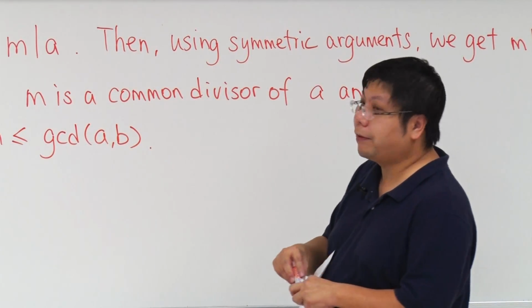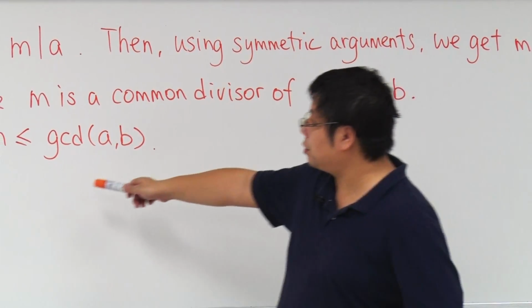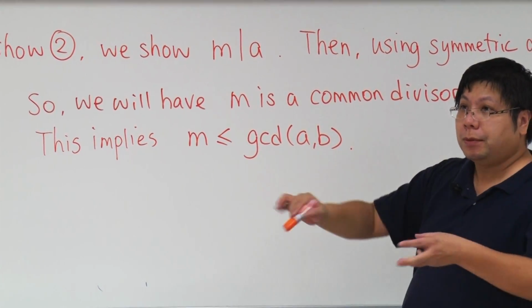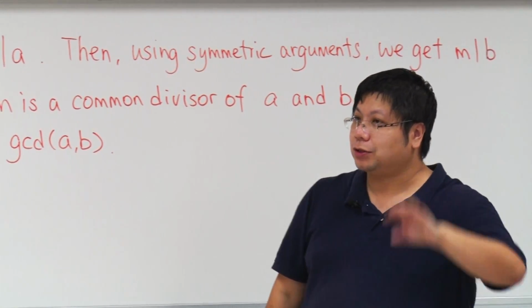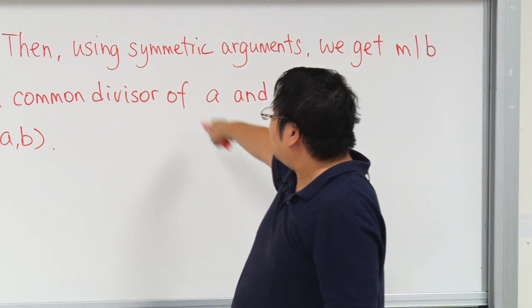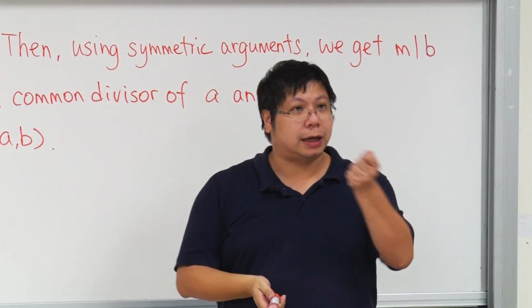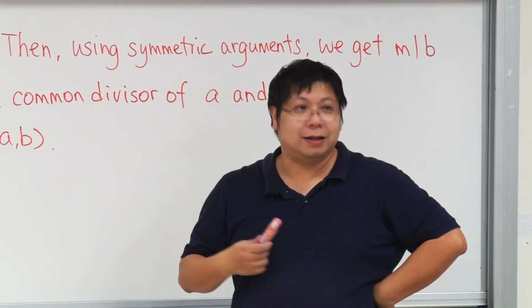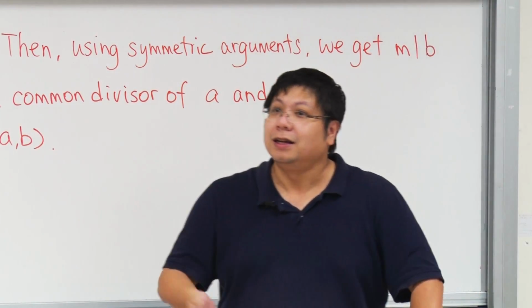So we are going to show M divides A. We have not shown this yet. So we are going to show this here. But if we can show M divides A, then A and B, they are actually equal thing, right? So if we can show M divides A, then we must be able to show M divides B. And after that, we now know if we can show M divides A, M divides B, then M will be a common divisor. A common divisor must be smaller than the greatest common divisor. Does that make sense?